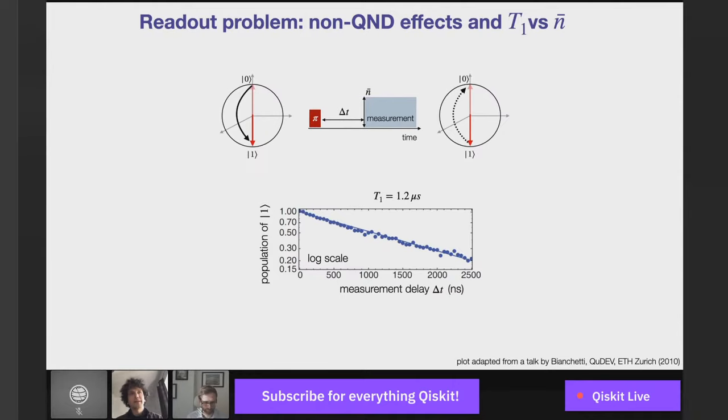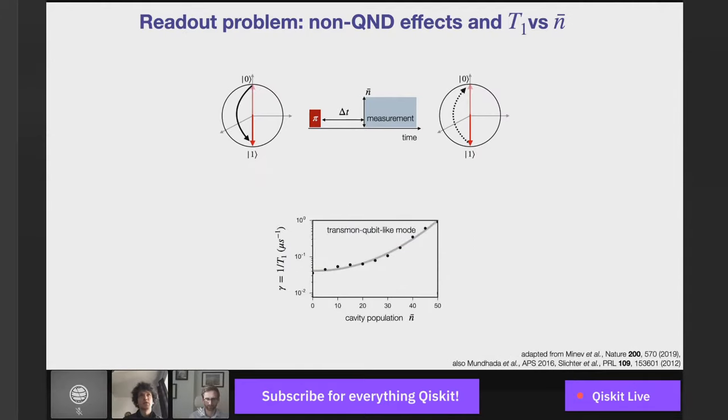You repeat this many times, and on average, you will find that the population of the excited state has an exponential decay. So if you plot the population of the excited state in a log scale versus the delay time, you find that it's a line, which indicates it's an exponential decay whose characteristic time is the T1, the energy relaxation time of the qubit. But there is a problem with this. And I'm going to make reference to a paper published by our host, in fact.